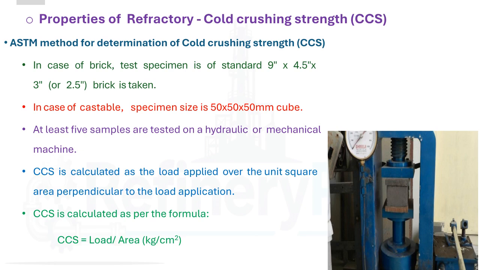To give you a sense of typical values, a high-quality dense refractory brick might show 250 to 350 kilograms per square centimeter, while high-performance castables can exceed 400 kilograms per square centimeter. CCS for insulating bricks is much lower, usually 20 to 50 kilograms per square centimeter, because their design prioritizes insulation over mechanical strength. So, CCS testing gives us a reliable measure of robustness and production quality, even though it doesn't directly predict hot service performance.